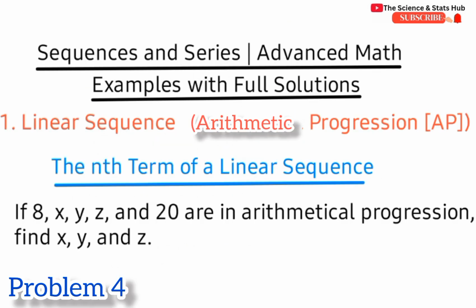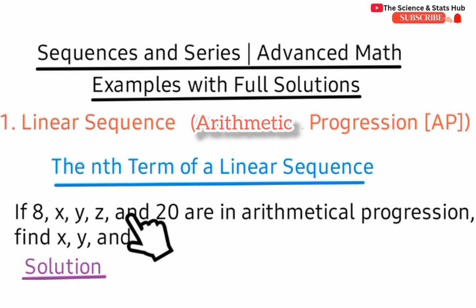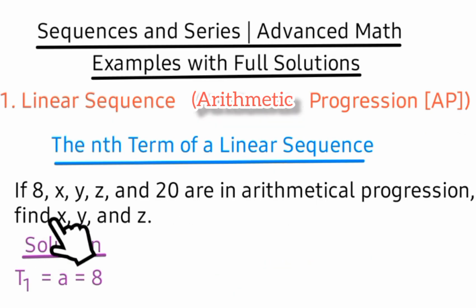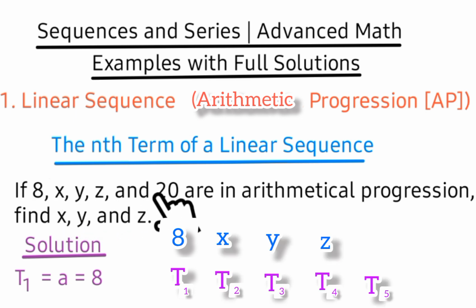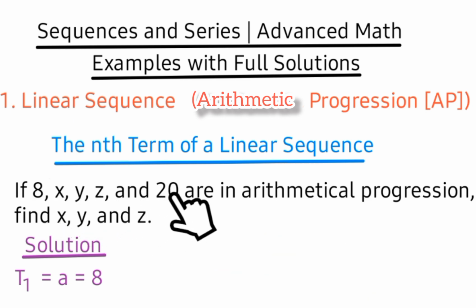So let's answer question number 4. If 8, x, y, z, and 20 are in arithmetical progression, find x, y, and z. In the given sequence, we could see that the first term here is 8, which is designated by T1 or A. Going back to the sequence, this is T1, that is the first term, second term, third, fourth, and fifth. So we are given the fifth term, that is T5, to be 20.